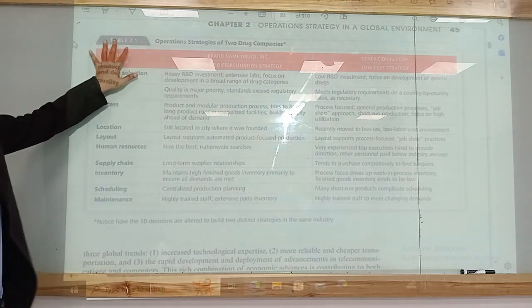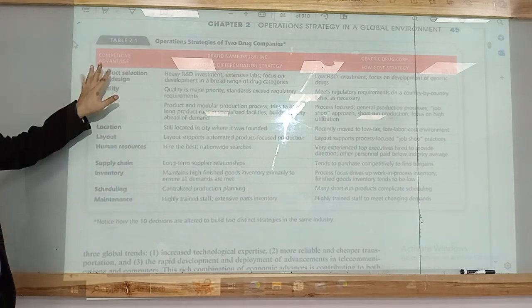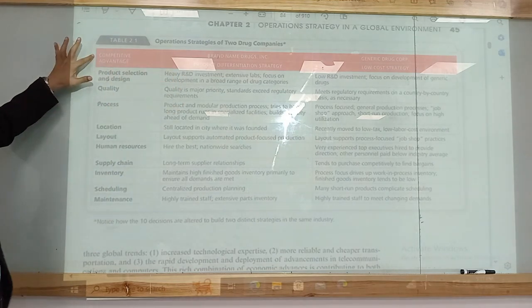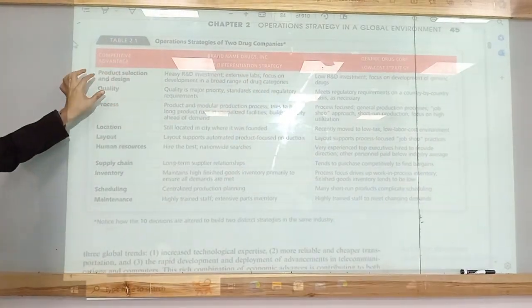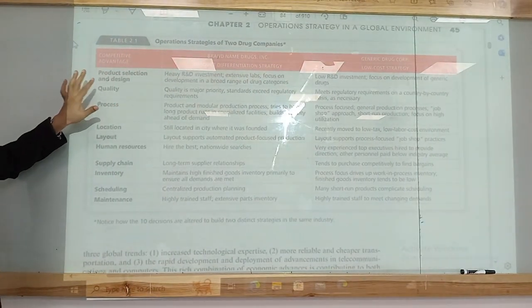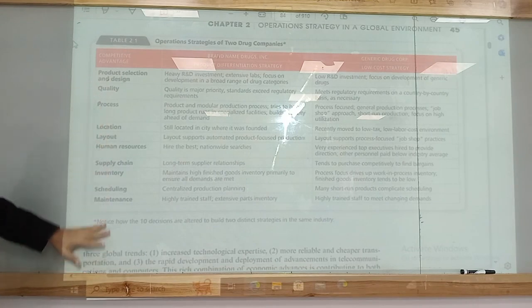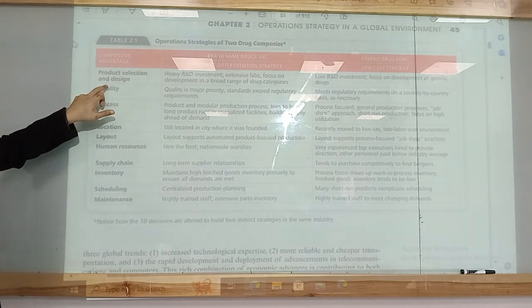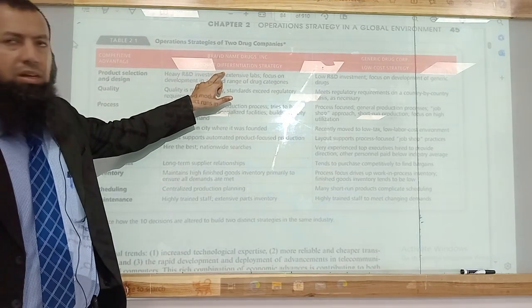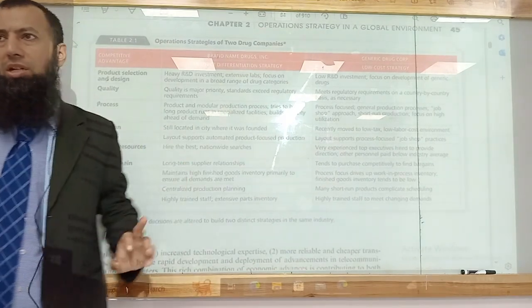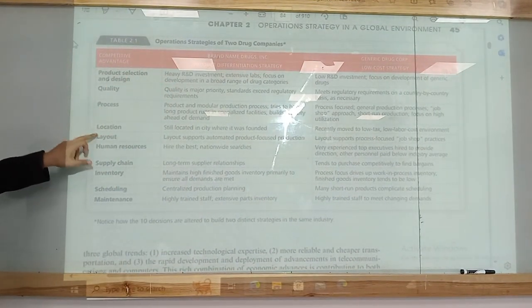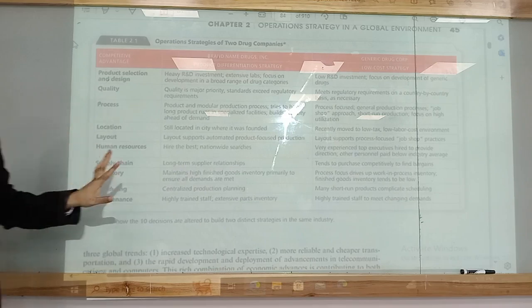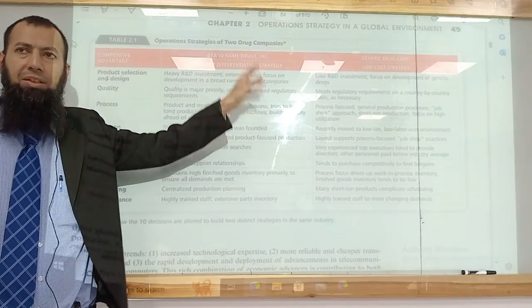Okay, this is the table. This table is telling you the difference in the different comparative advantages. What are the different operation strategies? So these are the product selection and design. How would the product selection and design be different in the differentiation strategy than the low cost strategy? How the quality would be different, how the process would be different, location, layout, etc. would be different in the differentiation and the low cost strategy.